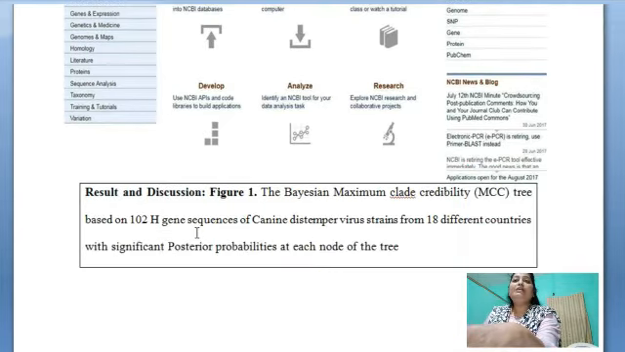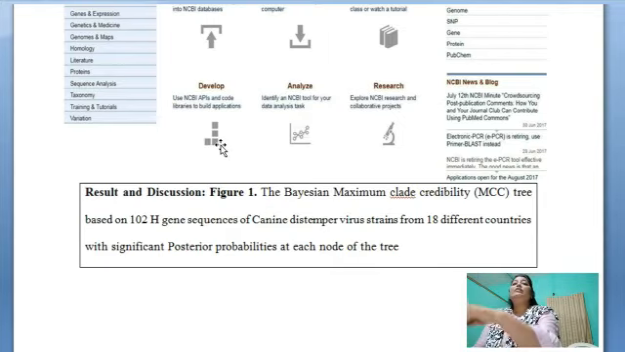Now come to the third chapter, that is the results and discussion. This is the window of the NCBI, where we go to list sequences and submit the data. Now come to the point of the results and discussion.